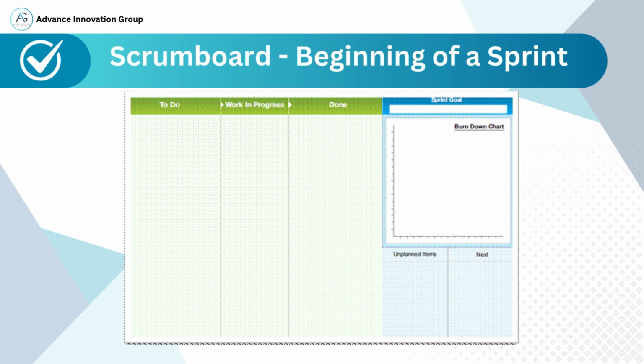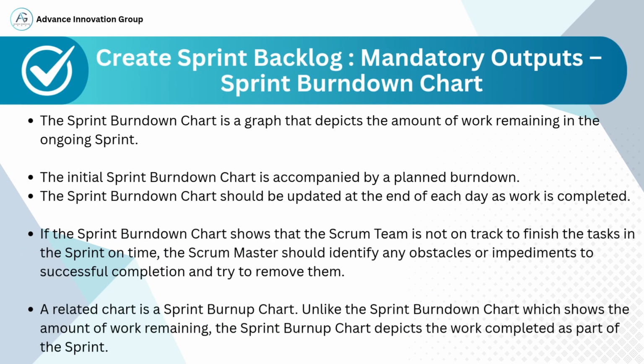daily stand-ups. This slide focuses on one of the mandatory outputs of the sprint planning process, the Sprint Burn Down Chart. The Sprint Burn Down Chart is a visual graph that represents the amount of work remaining in the ongoing sprint. It provides a clear day-by-day view of progress and helps determine whether the team is on track to complete the sprint backlog on time.